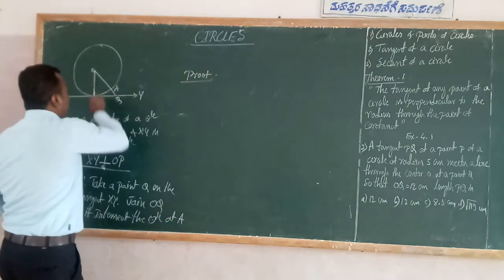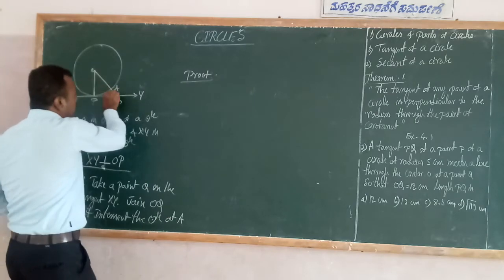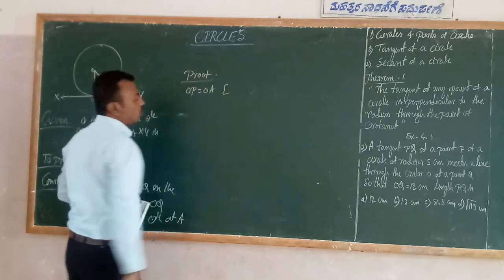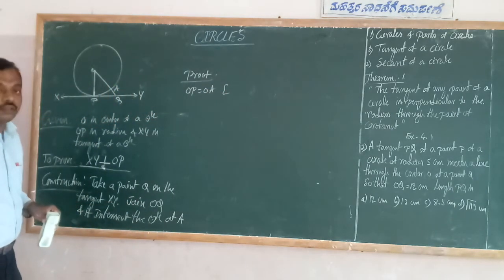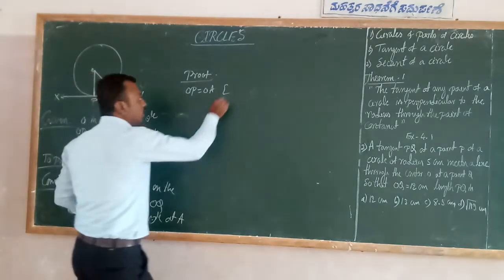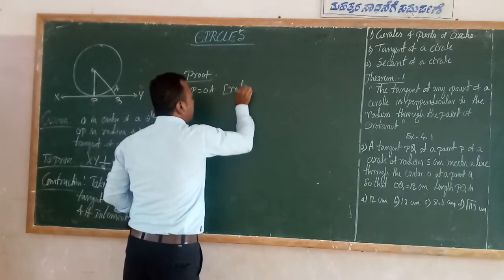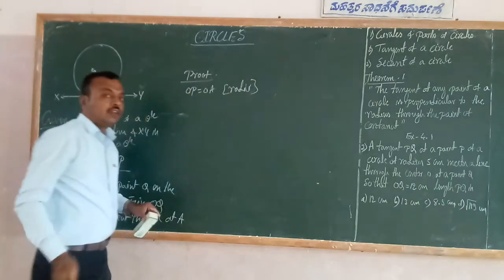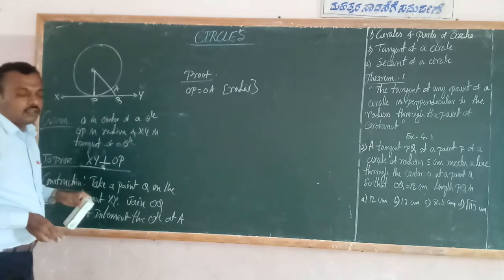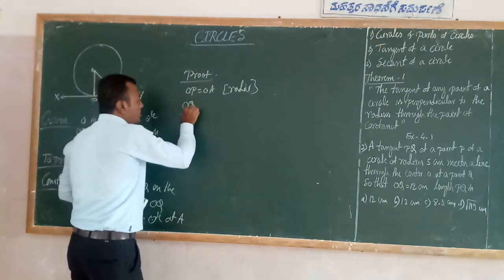See, students, here OP and OA. What are those? OP is equal to OA. Why? Because OP and OA are the radii of a circle. In a circle all radii are equal. That's why OP is equal to OA.